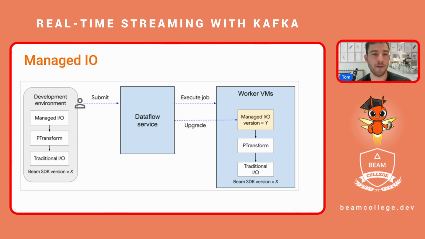Dataflow with Managed I/O automatically uses the latest stable connector version for your pipelines. This upgrade occurs for new and replacement streaming jobs, without any code changes. While you build with a specific Beam SDK version, version X in this diagram, Dataflow upgrades the Managed I/O to a more recent version, version Y in the diagram, ensuring the latest improvements and fixes are used.